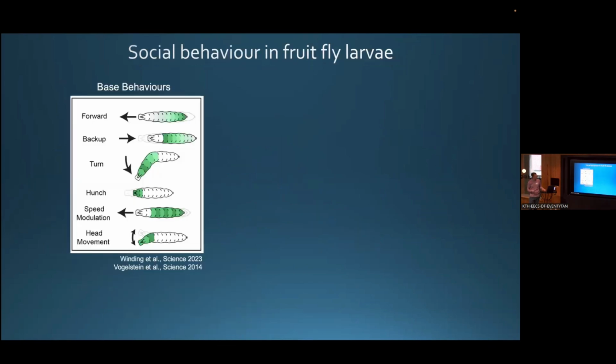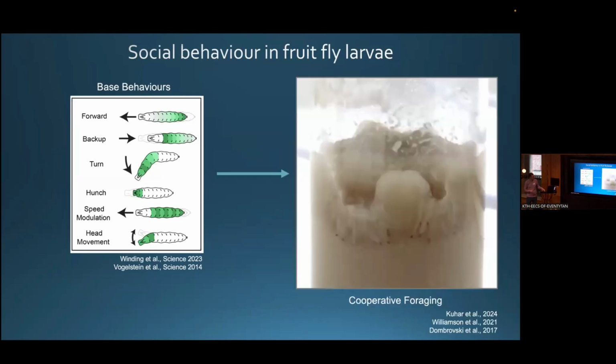Now, what is the actual behavior we're looking at? Larvae do some very simple things, sometimes quite boring in some ways. They move forward, they move backwards, they can turn, this kind of stuff. But they can combine these movements into things that are much more complicated. And this is the actual social behavior we're working on. So the behavior we're working on is this cooperative foraging behavior.